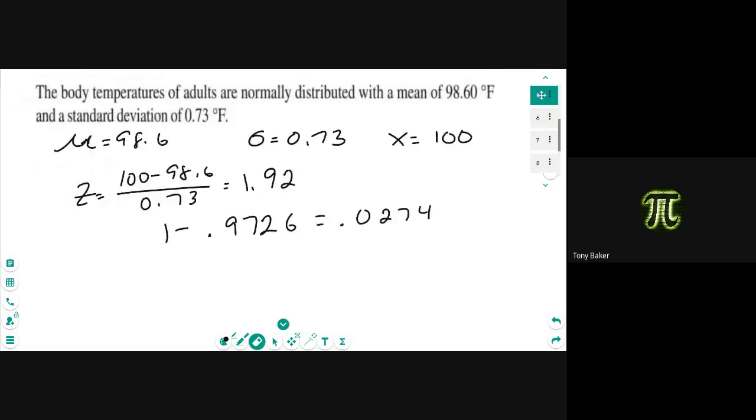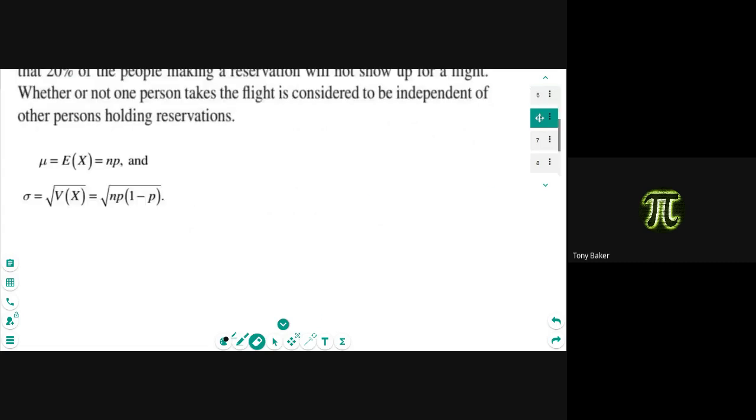I'm looking at 1.92 and it's 0.9719. No, that's 0.1. That's 9.1. Look at the top of your table. The second column is 0.01. Oh, I see. Okay.